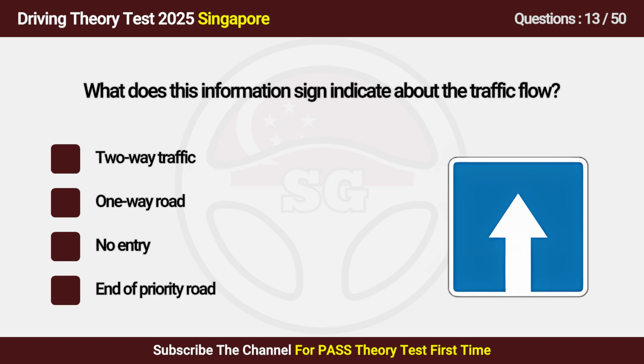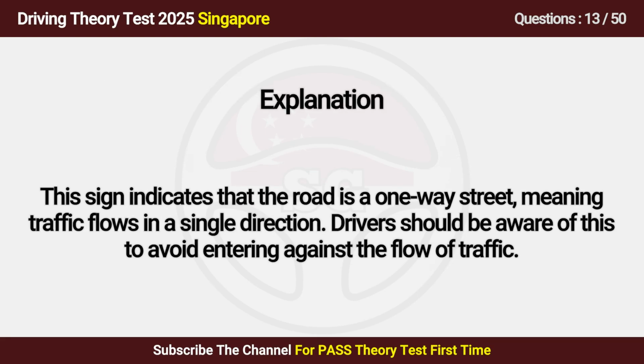A. Two-way traffic. B. One-way road. C. No entry. D. End of priority road. Answers is B. One-way road. This sign indicates that the road is a one-way street, meaning traffic flows in a single direction. Drivers should be aware of this to avoid entering against the flow of traffic.